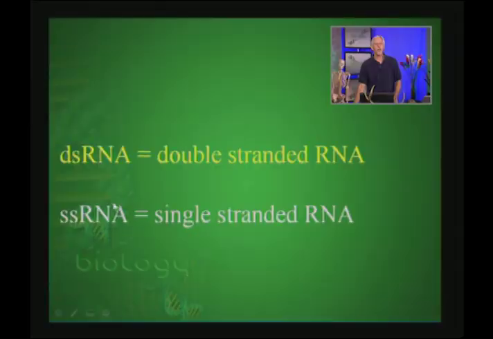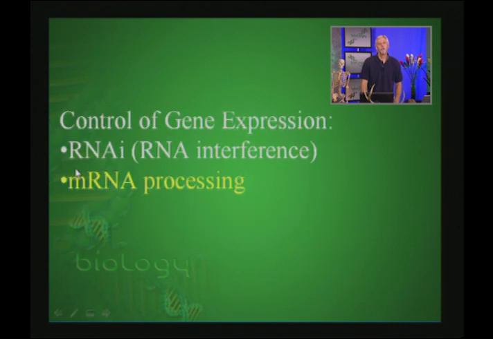Now, if you ever read about RNA, you'll sometimes see dsRNA or ssRNA, and all that means is dsRNA just means double-stranded RNA. So in the example we looked at where the antisense bound to the mRNA, that would be a double-stranded RNA. And ssRNA just means single-stranded RNA. All right. Now, other levels of control would be at the level of mRNA processing. So there are modifications that occur in mRNA. And again, we can look at an animation of this as well.